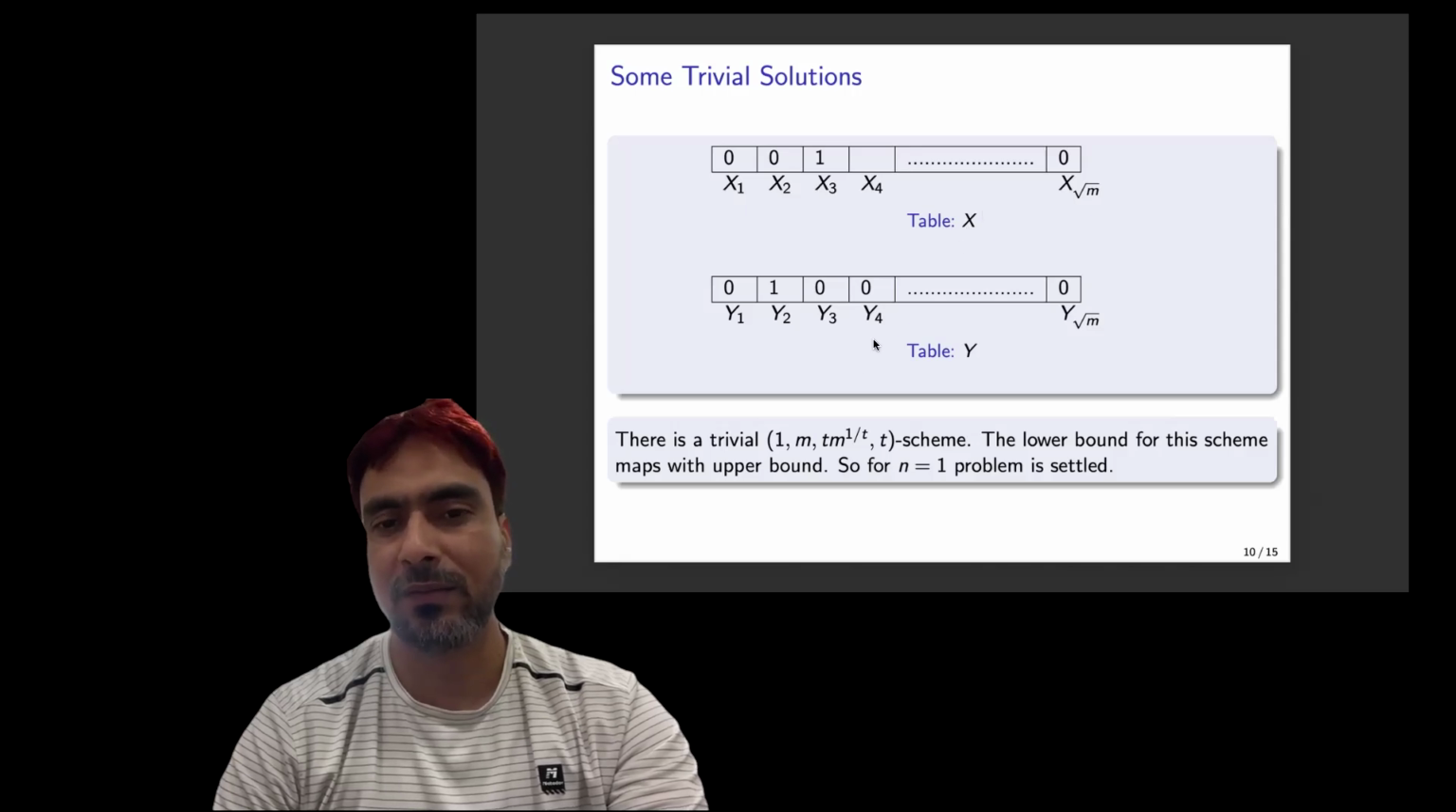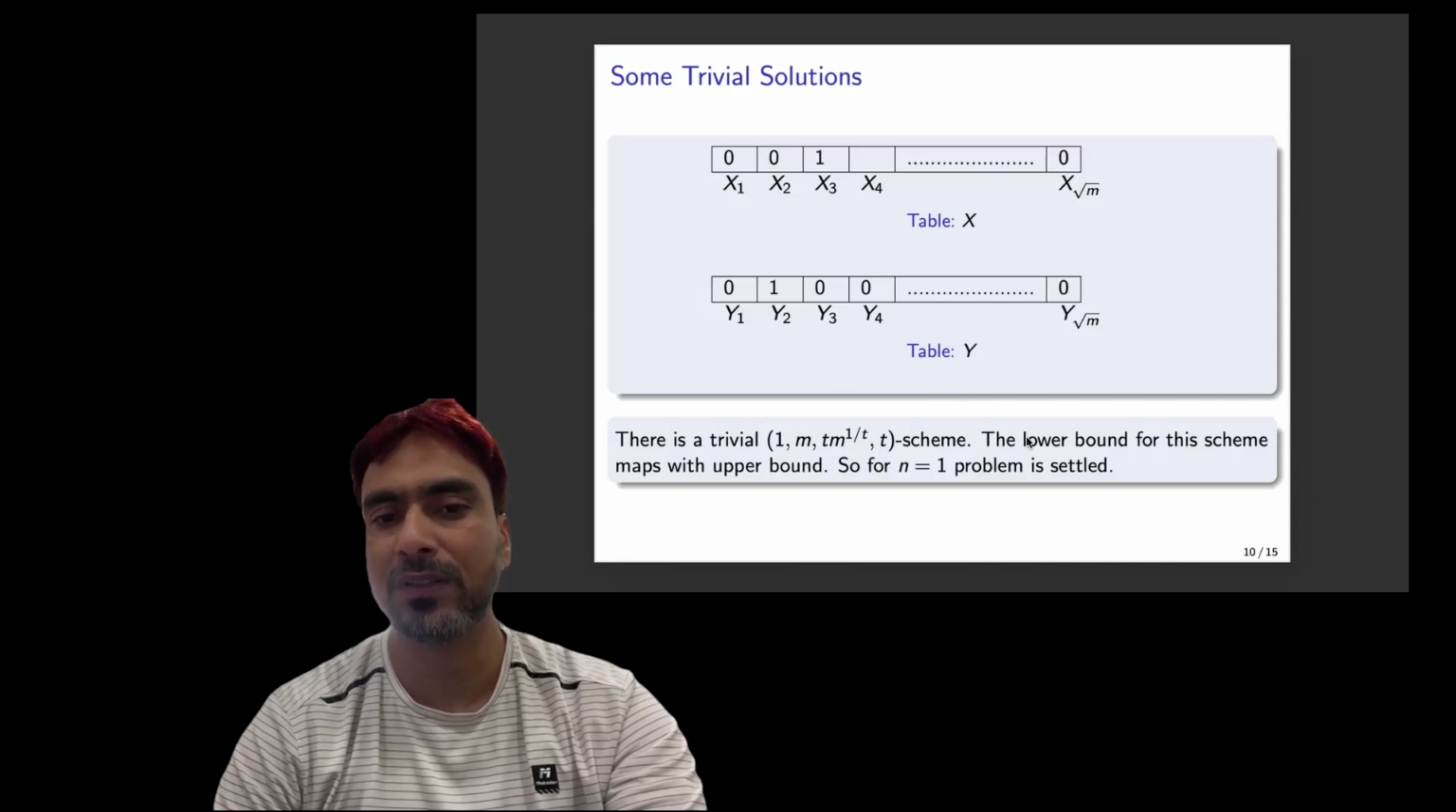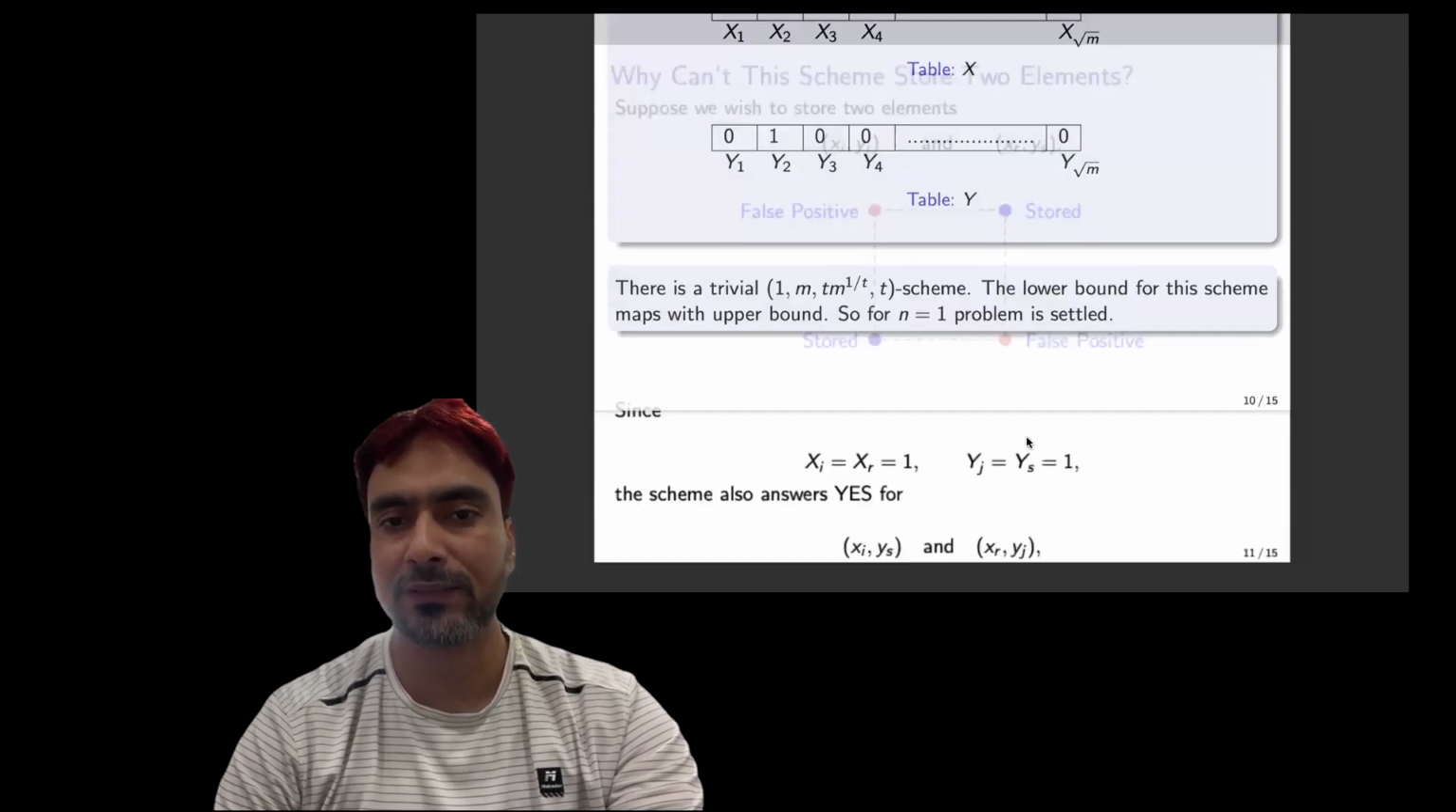So to store one element, there is a generalized scheme using t probes, which takes t times m raised to the power 1 by t space, and the lower bound of this scheme matches the upper bound. So for n equal to 1, the problem is settled.